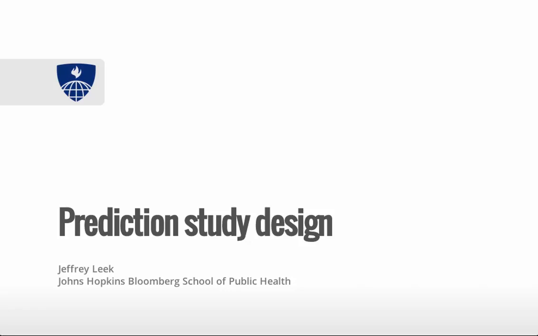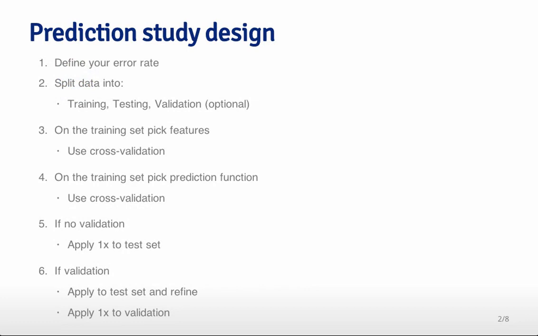In the last lecture, we learned about in-sample and out-of-sample errors as well as overfitting. In this lecture, we'll talk about prediction study design, or how to minimize the problems that can be caused by in-sample versus out-of-sample errors. In prediction study design, the first thing that we need to do is define our error rate. In this lecture, we're just going to use a generic error rate, but in the next lecture, we'll talk about what are the different possible error rates you could choose.